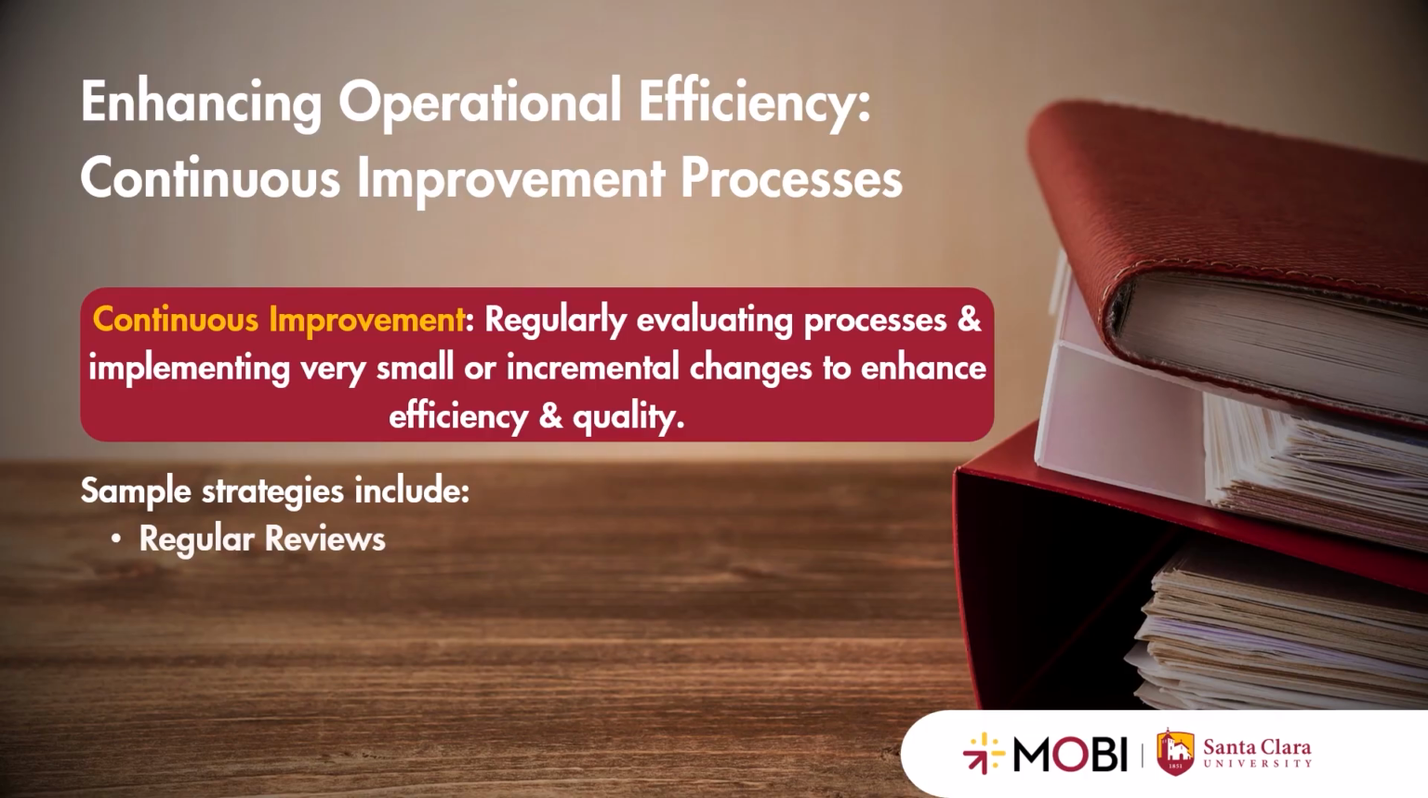Those are periodic reviews of processes, procedures, and performance metrics to identify areas for improvement. Employee involvement encourages employees to contribute ideas for process improvement and empowers them to implement changes. Feedback loops establish mechanisms for collecting feedback from customers, employees, and stakeholders to identify opportunities for improvement.